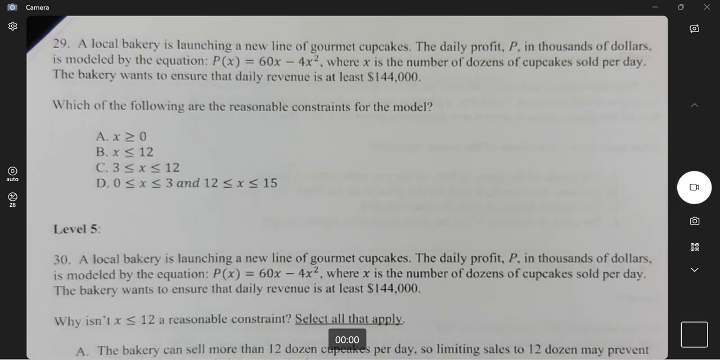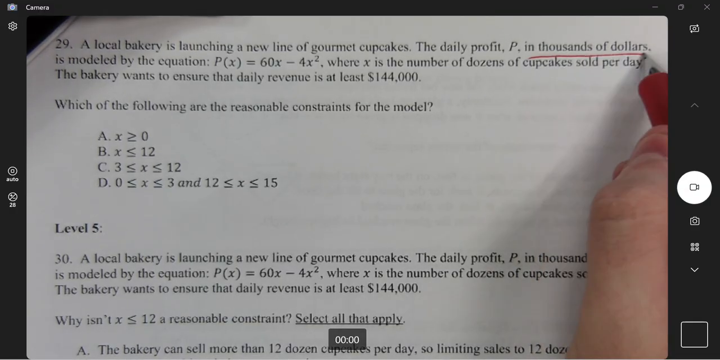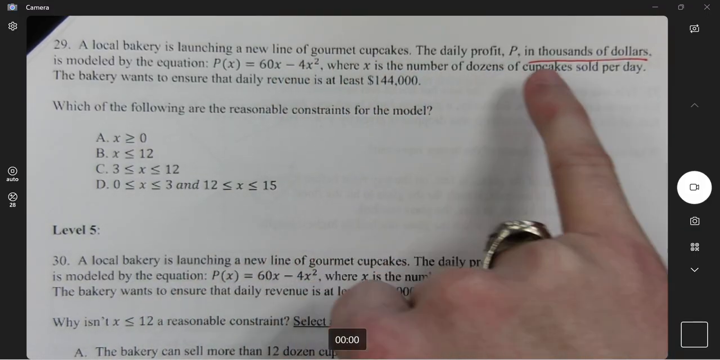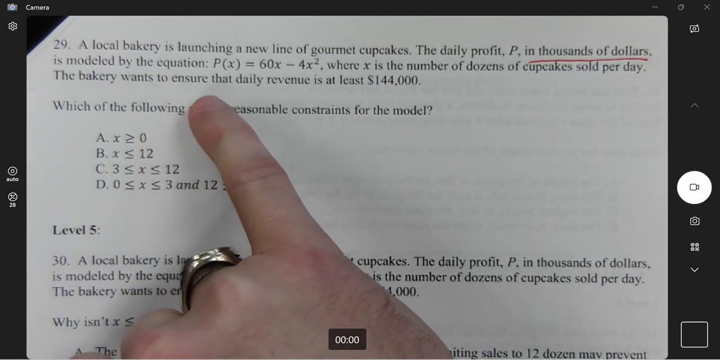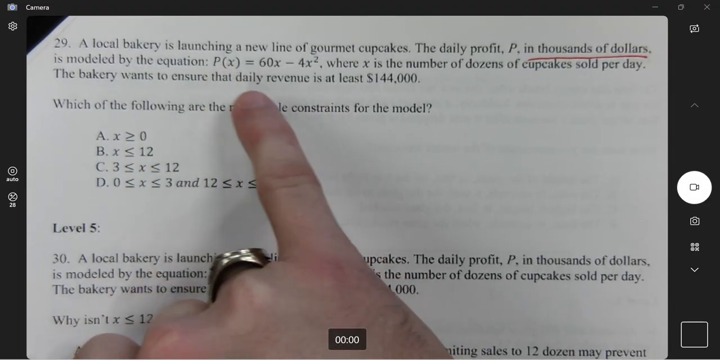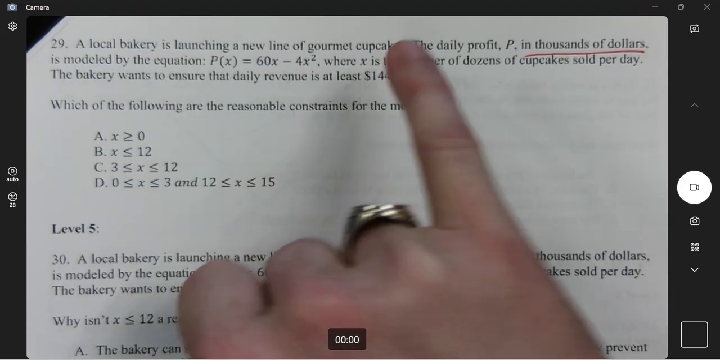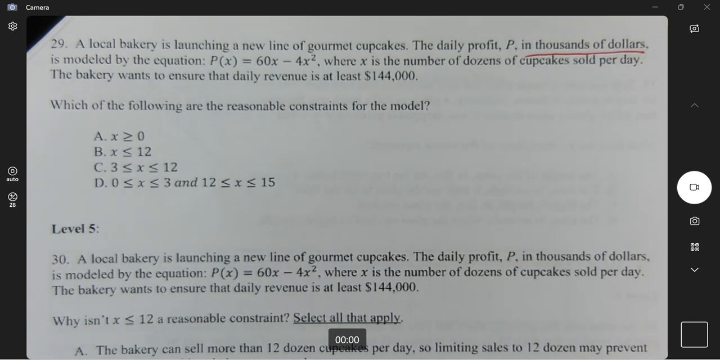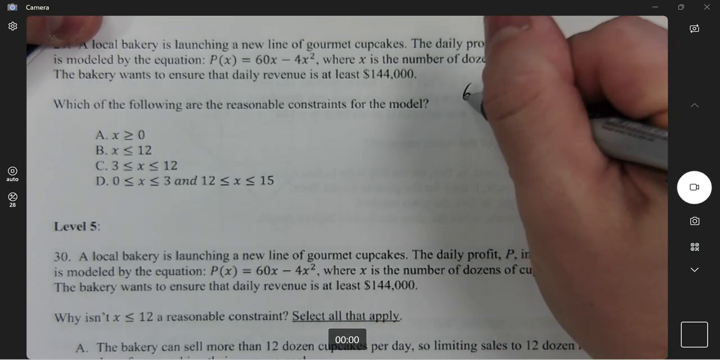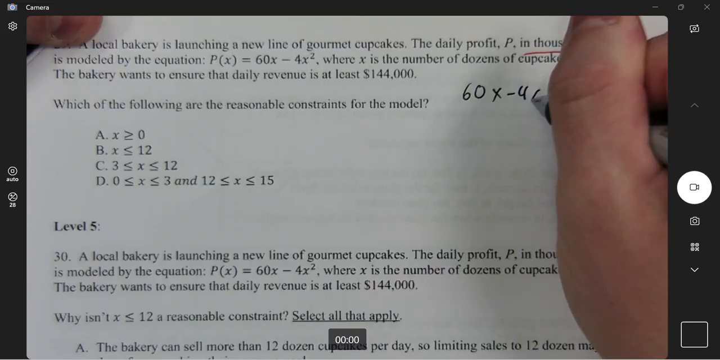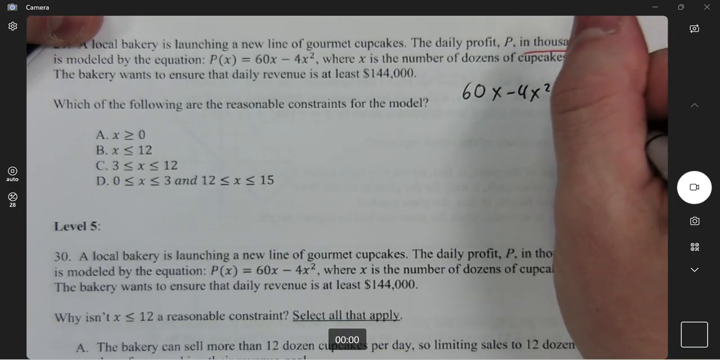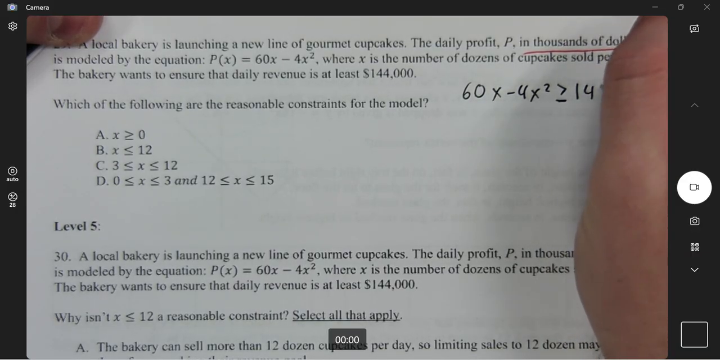A local bakery is launching a new line of gourmet cupcakes. The daily profit P in thousands of dollars, pay attention to that, is modeled by this equation, where x is the number of dozens of cupcakes sold per day. The bakery wants to ensure that the daily revenue, which is the same as saying profit, is at least 144,000. But you see how it says in thousands? What that means is we're actually looking at an equation like this: 60x minus 4x squared is greater than or equal to, not 144,000, 144.